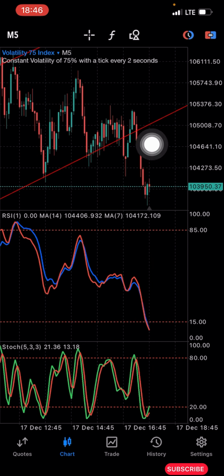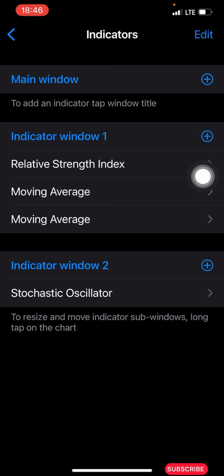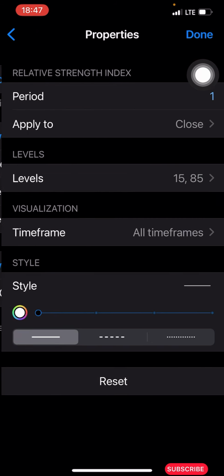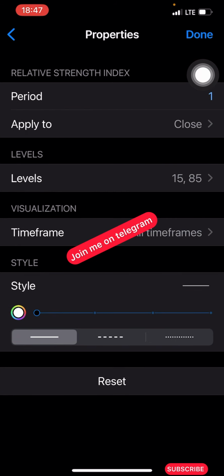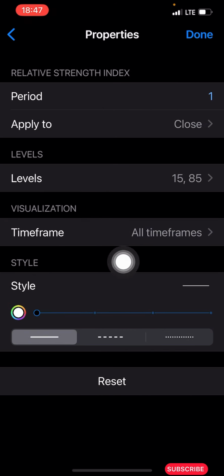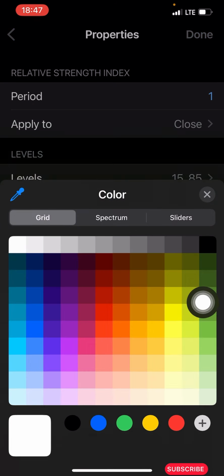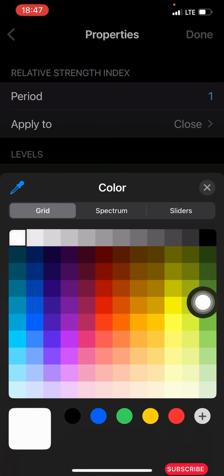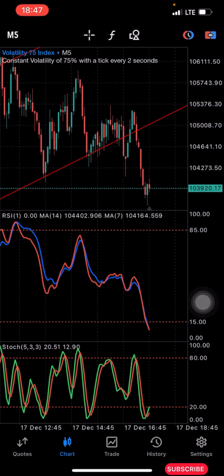We click on this F icon here. After clicking on that, we search for our first indicator, which is the relative strength index. Before you add the relative strength index, you click on the main window plus icon, then you search for the relative strength index. The period is 1, apply to close, and the levels are 15 and 85. The color is red, 3 pixel. You click on done. You make the color here the color of your background, which is white, and then you click on done.